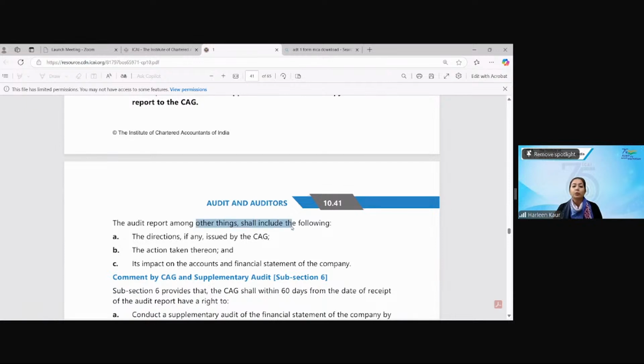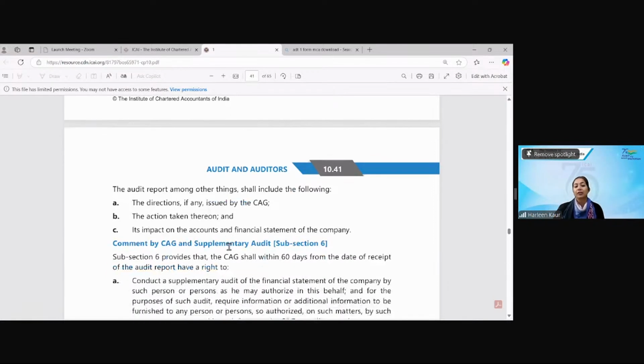What all shall they include in the audit report? So once you have done the audit of the government company, you need to include that these were the directions issued by C&AG, these are the actions taken, and this is the impact on the financial statement. These 3 things the auditor of a government company needs to write in his audit report. So what are the 3 things? The examiner will ask you what are the 3 things we need to report in our audit report of a government company. Number 1, directions which were issued by C&AG, actions taken upon that, and its impact on the financial statement.